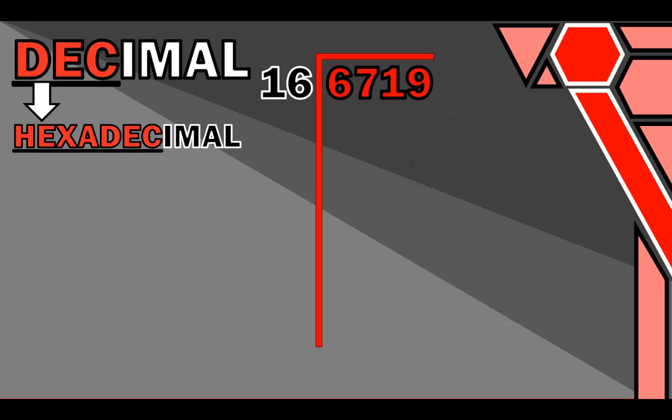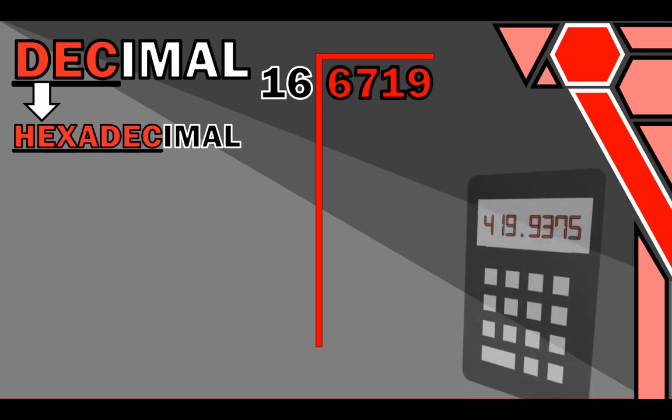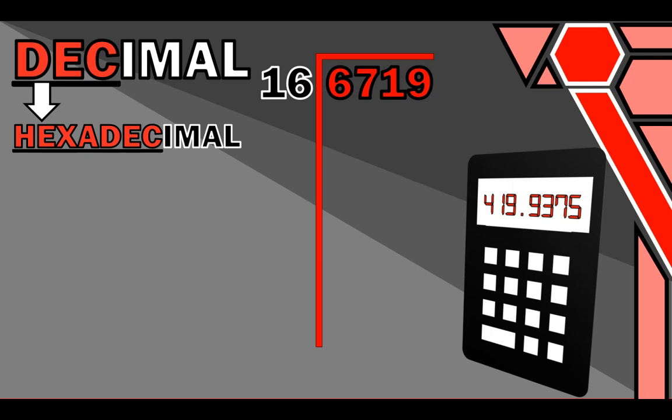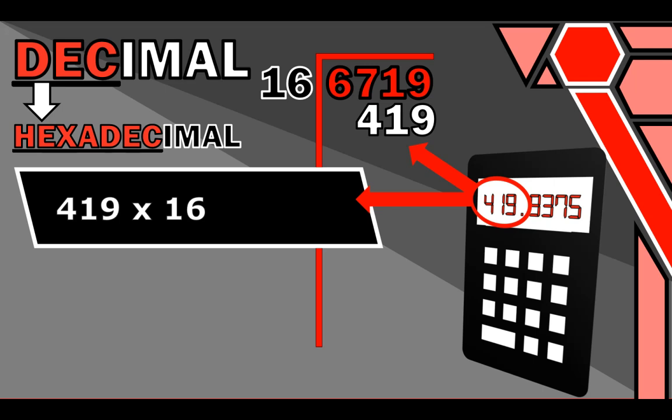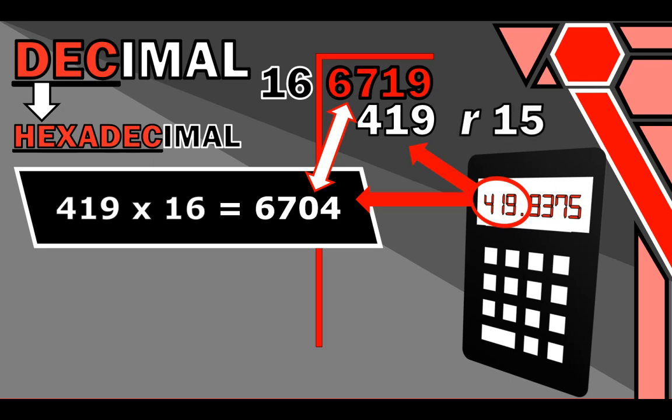So let's start. 6,719 divided by 16 is going to equal 419 point something. We don't worry about the decimal value. We just take that whole number and place it there. Now, in order to find the remainder, we're going to take that whole number, 419, and multiply it by 16, which is the number system that we're trying to find the remainder of. And the answer to this is going to be 6,704. Now, the remainder will be the difference between the 6,719 and this new number, 6,704. In this case, the answer is 15. Just a reminder that your remainder will always be smaller than the number that you are dividing by, so it'll never be larger than 16 in this case.